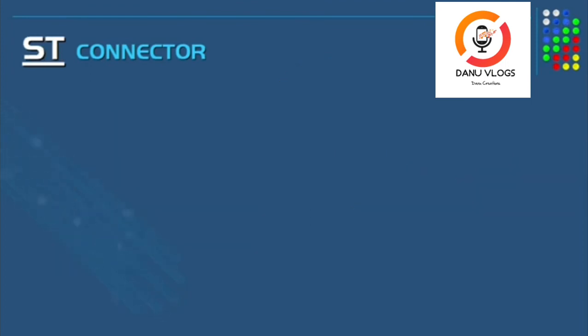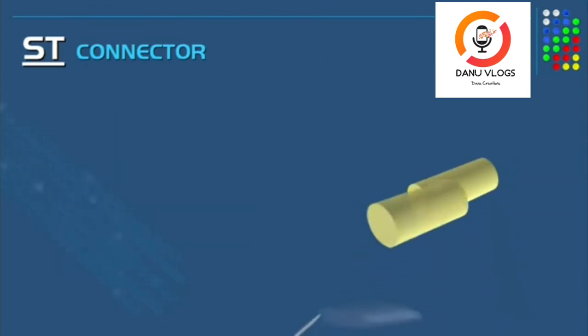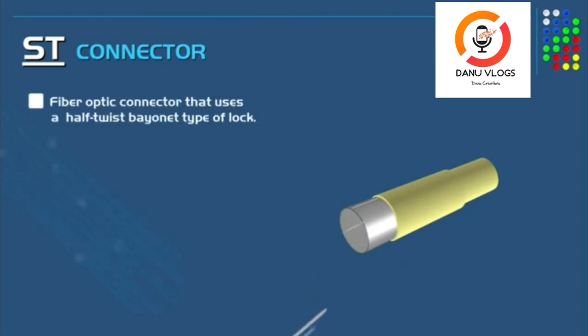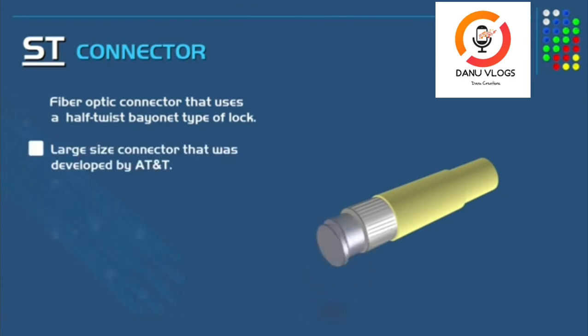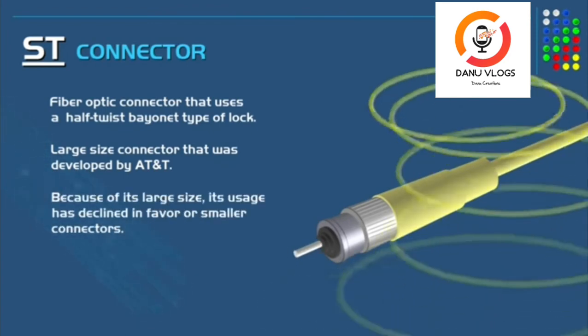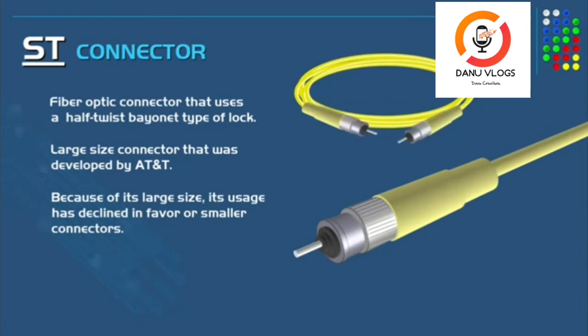And our last fiber optic connector is called the ST, or straight tip. Now, this uses a half-twist bayonet type of lock and is commonly used with single-mode fiber optic cable. Now, this is a large size connector that was developed by AT&T, and because of its large size, its usage has declined in favor of smaller connectors such as the LC and the MTRJ.